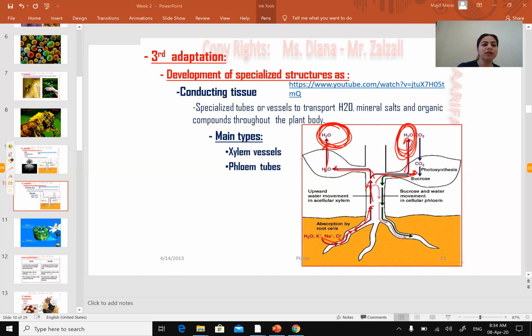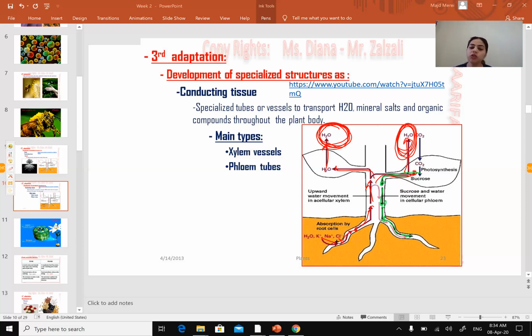What about the green arrows? The green arrows here represent phloem, tubes that transport food, transport nutrients. To be more specific, they transport sucrose and amino acids. You will watch another video where, instead of mentioning sucrose, they will mention glucose. It's okay, the glucose is converted to sucrose. Anyway, in general, for food and nutrients, you can mention sucrose and amino acids or glucose and amino acids.